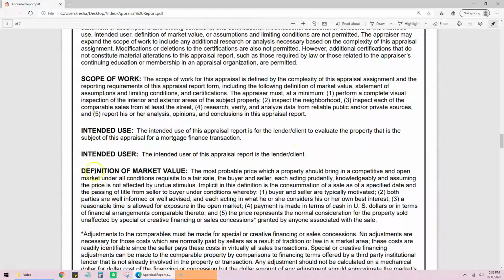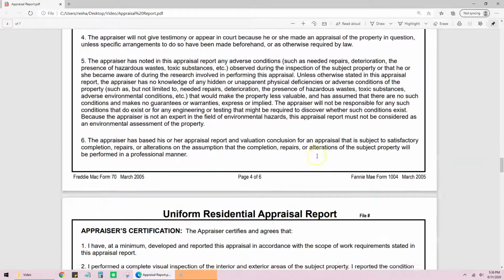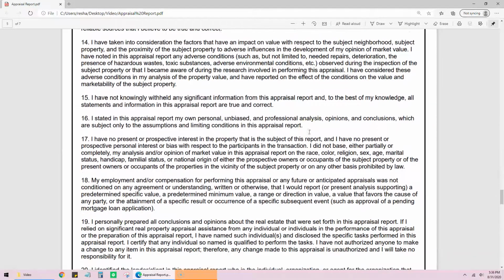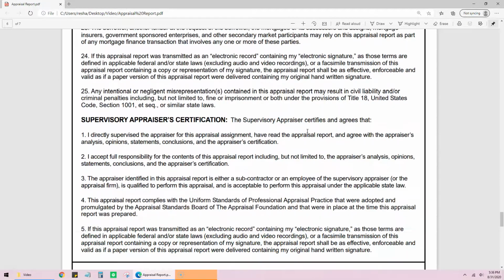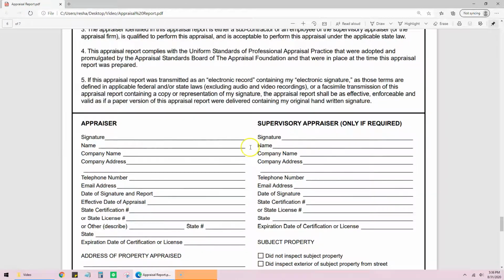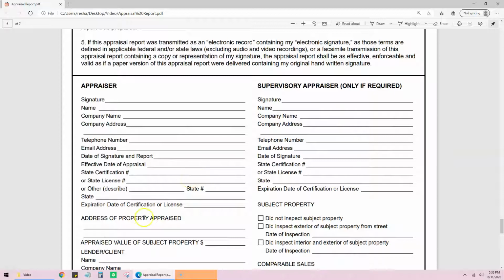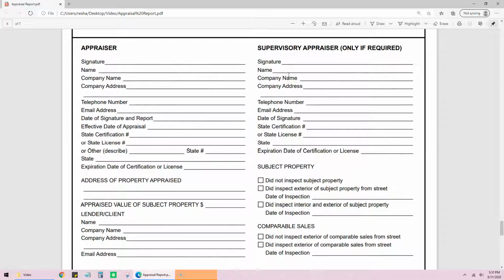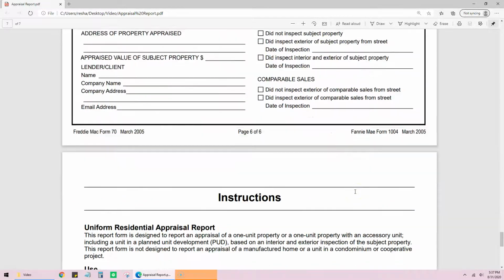And then this is the scope of work, intended use. So these are the definitions of those items on page 4. This is the appraiser certification. And that continues on to page 6. So here would be the actual appraiser signature, their name, their company name, company address, their certification number, the address that they're actually appraising would be there, and the subject value. And if a supervisory appraiser was necessary, their information would be on the right-hand side.